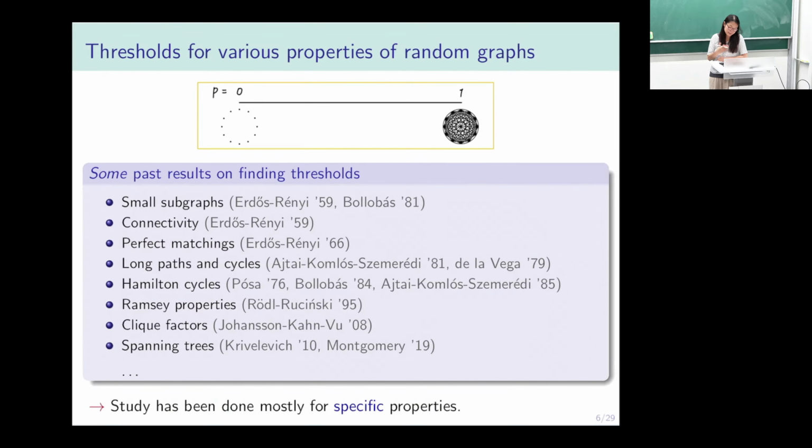Here I put some of the known results on finding thresholds, and I'm not going to read everything in the list, but I just want to show my audience that finding thresholds is a long-studied area, and many people have studied those problems pretty intensively. One more thing I want to point out is that the study has been done mostly for specific properties, such as connectivity or containing Hamiltonian cycles. Later we will see that the Kahn-Kalai conjecture is an effort to put all of those specific properties in a general framework. We'll get there soon, but this is a brief introduction to random graphs.